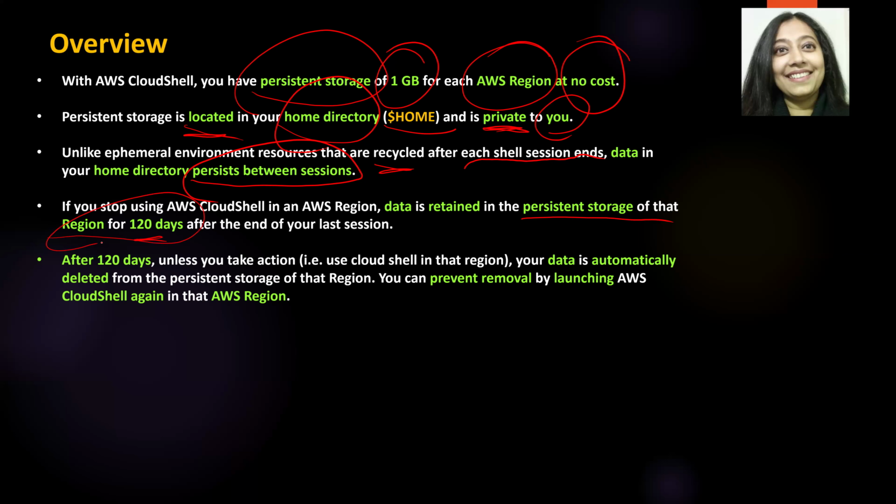Let's say you were working in a specific region and you've not worked over there for 30 days, 60 days, 90 days. But if you want to persist that information, just ensure that in the 120-day window, you come back, you launch your Cloud Shell again, basically take action for that particular region. The moment you go back in, that 120-day cycle restarts again.